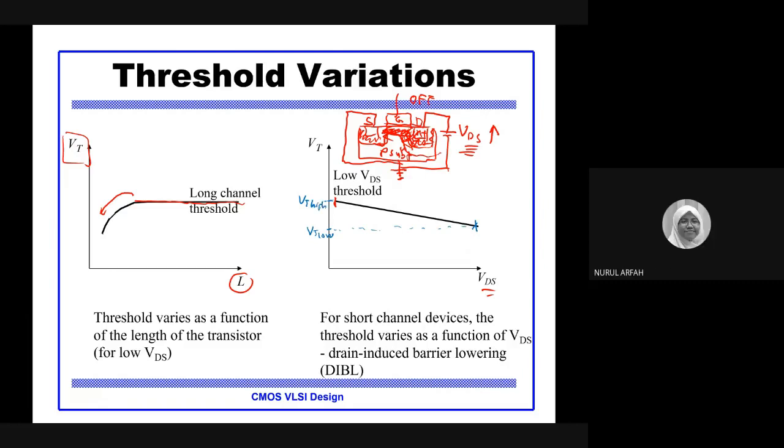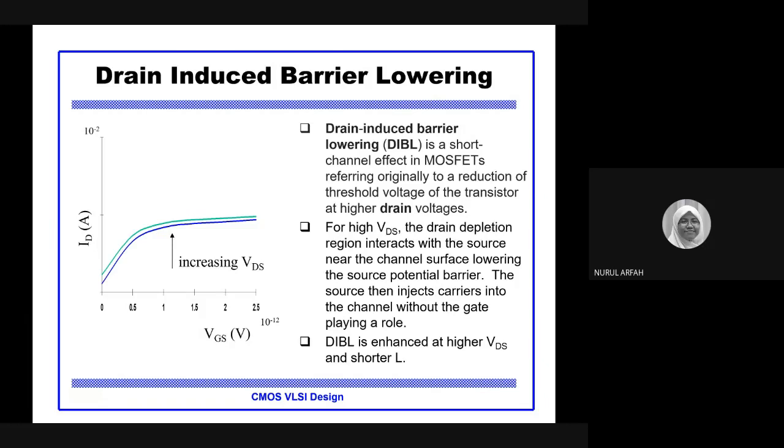Last slide. I think it's almost time. All right. So if you observe on the left side here, the drain current versus VGS, as you increase the VDS, you will increase the drain current, right? From blue to the green color. So drain induced barrier lowering is actually a phenomenon or the effect of the short channel device in MOSFET. And it is referring originally to a reduction of threshold voltage of the transistor at higher drain voltage.